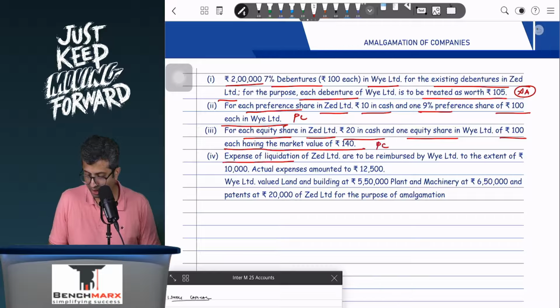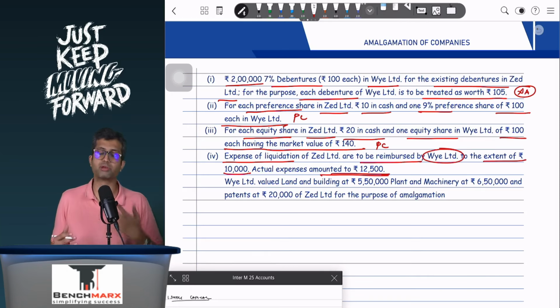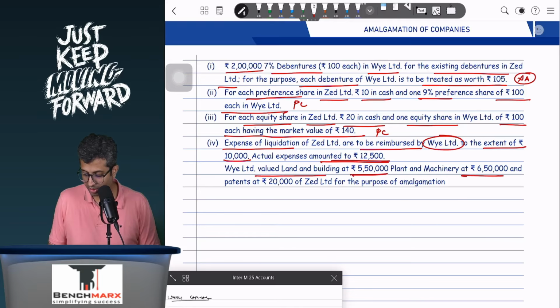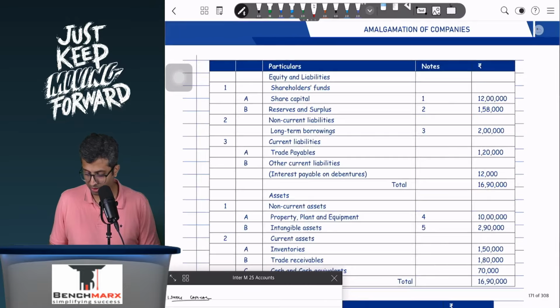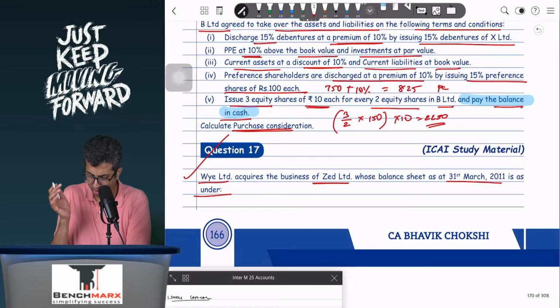Expenses of liquidation are to be reimbursed by WYE to the extent of rupees 10,000, but the actual expenses amounted to 12,500, so the additional 2,500 goes from our pocket. WYE valued land and building at 5,50,000, plant and machinery at 6,50,000, patents at 20,000 of Z for the purpose of amalgamation. Now what have we been told?